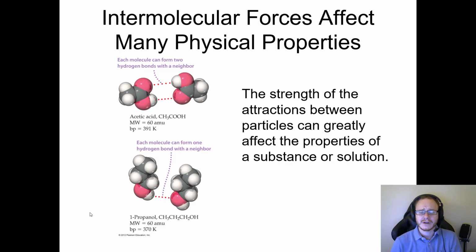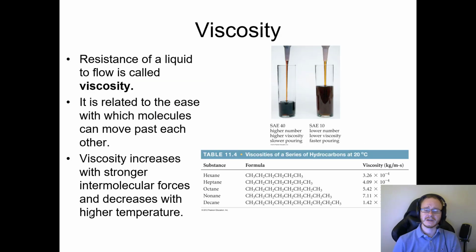This week, we're going to take a look at the intermolecular forces and how they can affect some of the physical properties of our substances. We already know that the intermolecular forces can attract many other particles to themselves and other particles, and this will ultimately affect the property of the solution. For example, the viscosity of a liquid can be greatly affected by intermolecular forces.